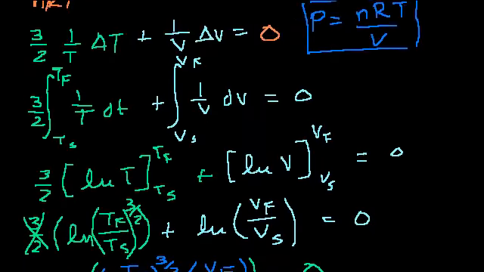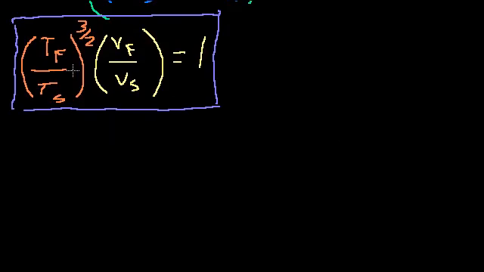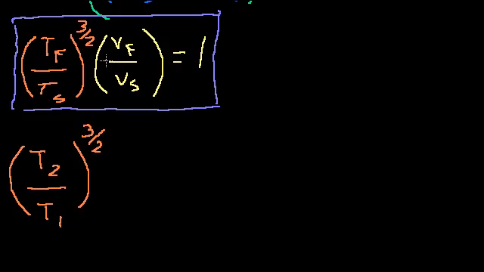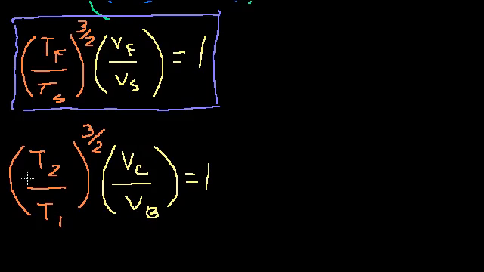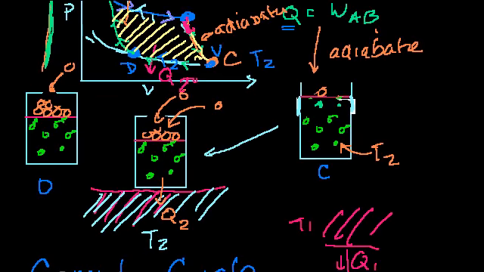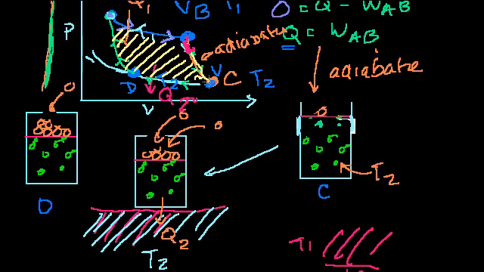On that right process, our final temperature was temperature 2. So let me write it down. Temperature 2. Our initial temperature was temperature 1, where we started off at point B, to the 3/2 times our final volume, which was the volume at C divided by the volume at B. And that's going to be equal to 1. Neat. That's the result we got from this adiabatic process. We did a bunch of math, and then we just substituted our initial and final volumes and temperatures.